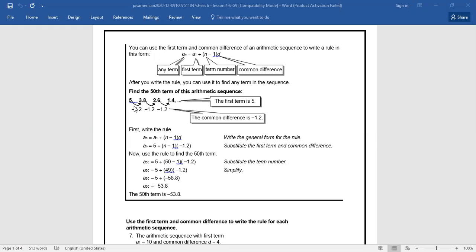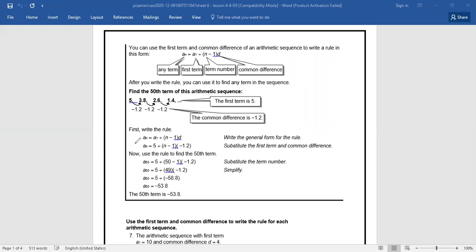And for sure, from the beginning, you note that it started with 5, and then 5 becomes 3.8. Then it decreased. Decreased by how many? You have to check: 3.8 minus 5. So it's negative 1.2. Then every time we have to subtract 1.2. And he's looking for the 50th term.